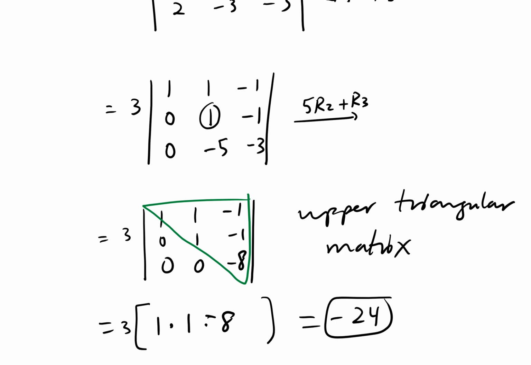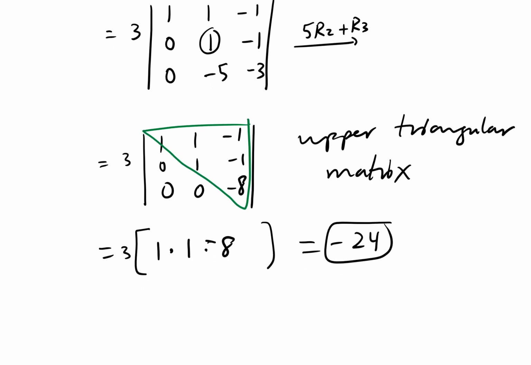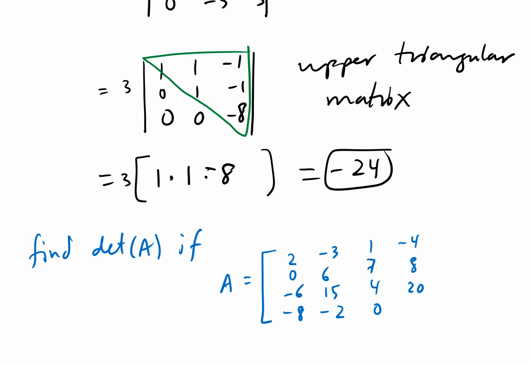Let's look at another example. Find the determinant of A if A equals 2, 0, negative 6, negative 8, negative 3, 6, 15, negative 2, 1, 7, 4, 0, negative 4, 8, 24.